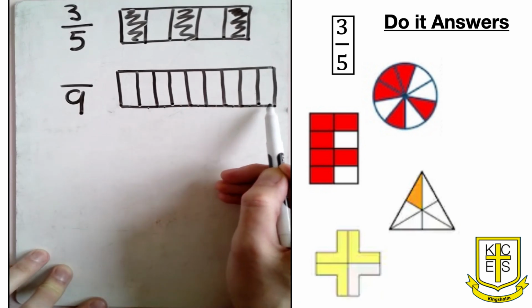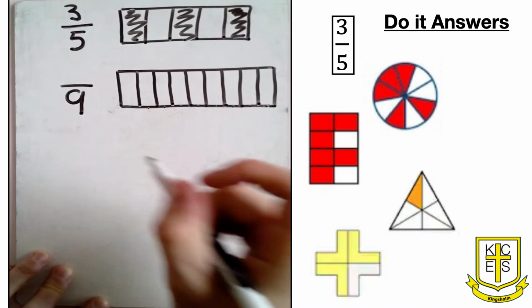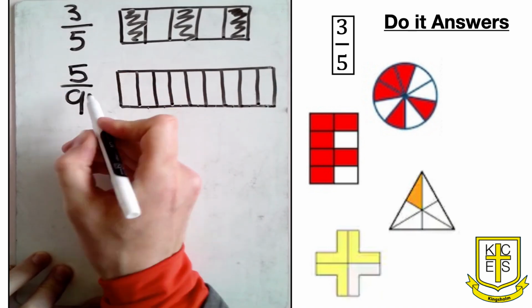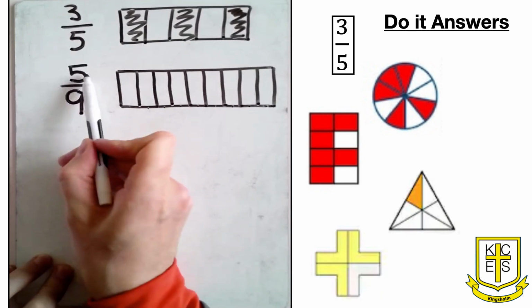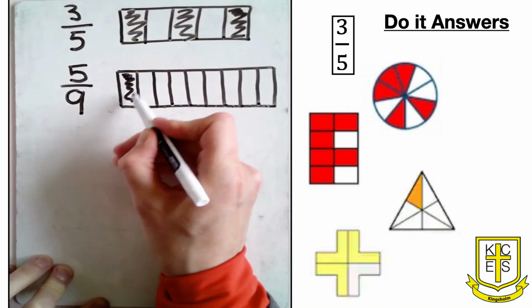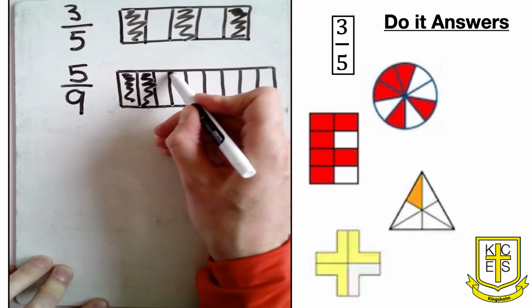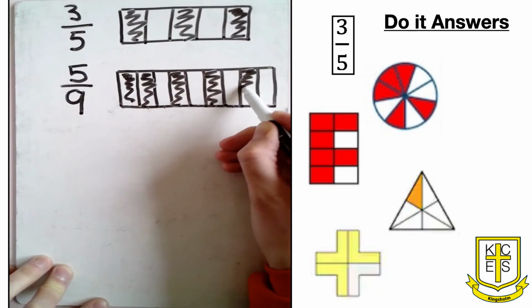9 equal parts. And looking at that circle picture again, I've got 1, 2, 3 together for 5. So it's given me 5. My denominator tells me it's divided into 9. My numerator tells me I've got 5. And again, I can put those 5 wherever I want. Here, 1, 2, 3, 4, 5. And there's my bar for that.